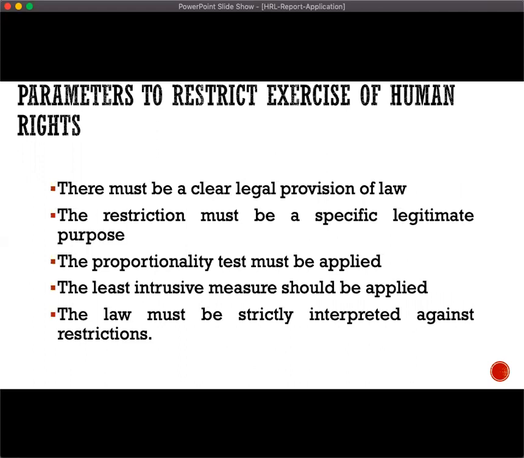What are the parameters to restrict the exercise of human rights? There must be a clear legal provision of law. The restriction must serve a specific legitimate purpose. The proportionality test must be applied. The least intrusive measure should be applied, and the laws must be strictly interpreted against restrictions. So if you analyze this, it's also similar to the germane purposes of the police power, right?